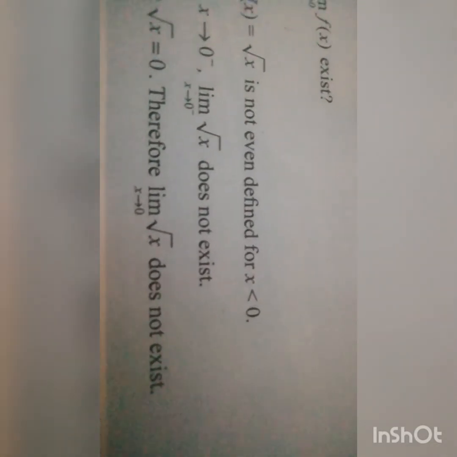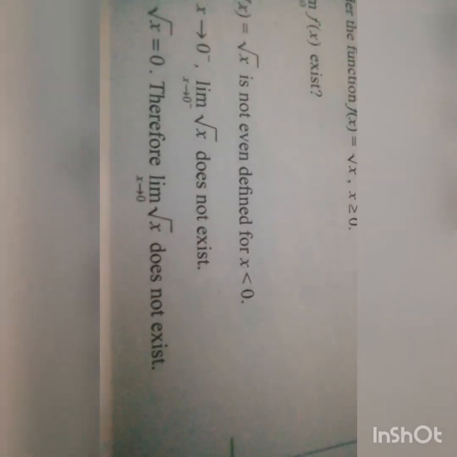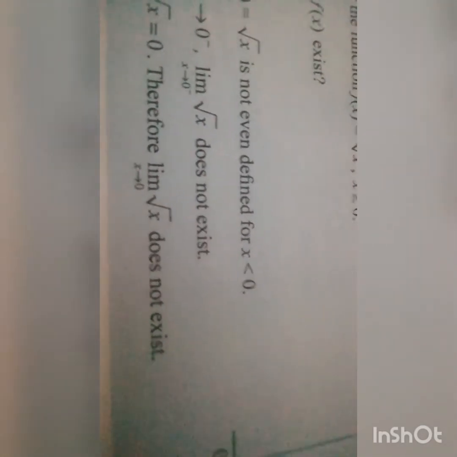If it exists only for x greater than or equal to 0, then... if the limit as x tends to 0 exists, it must exist on both sides, but it does not exist on the left-hand side. Therefore, root x does not exist. Root x does not exist.